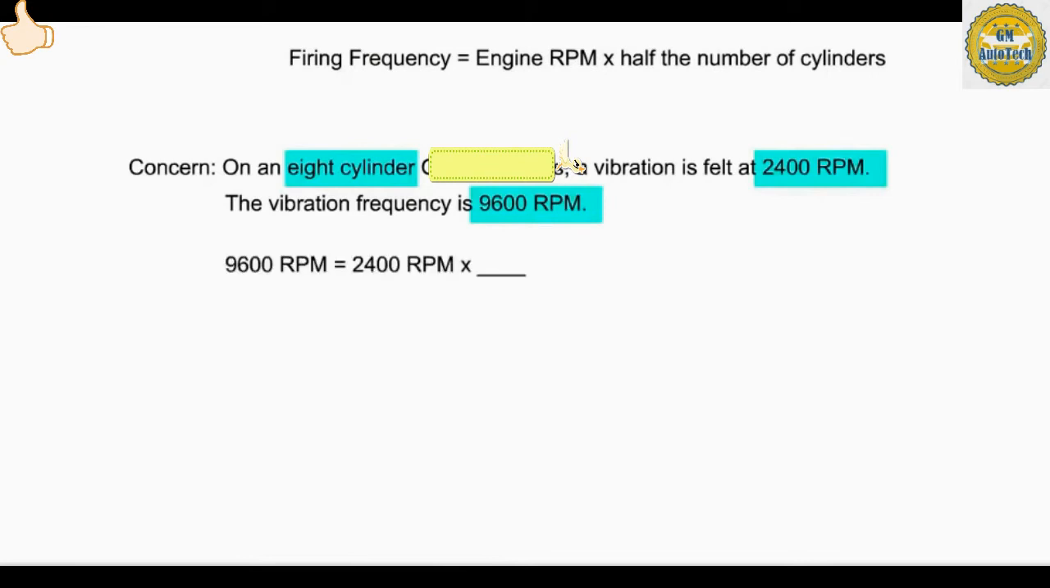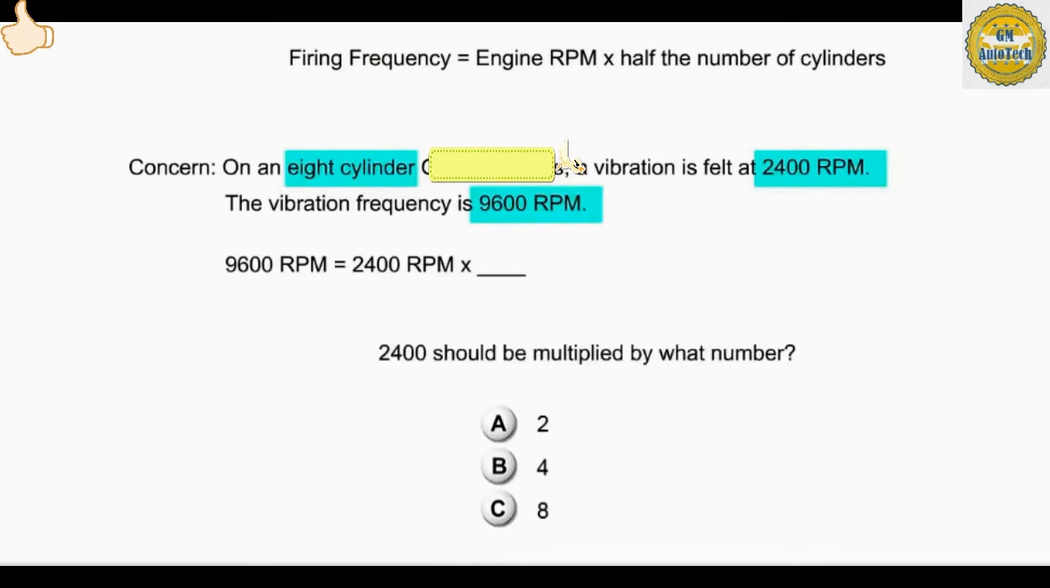The vibration was felt at 2400 RPM, so let's plug that into our equation. Now we need to multiply that by half the number of cylinders. So 2400 should be multiplied by what number? Yes, you should multiply 2400 by 4 to get a firing frequency of 9600 RPM. Now you've found the source of the problem. The vibration you felt at 2400 RPM is the same as firing frequency.